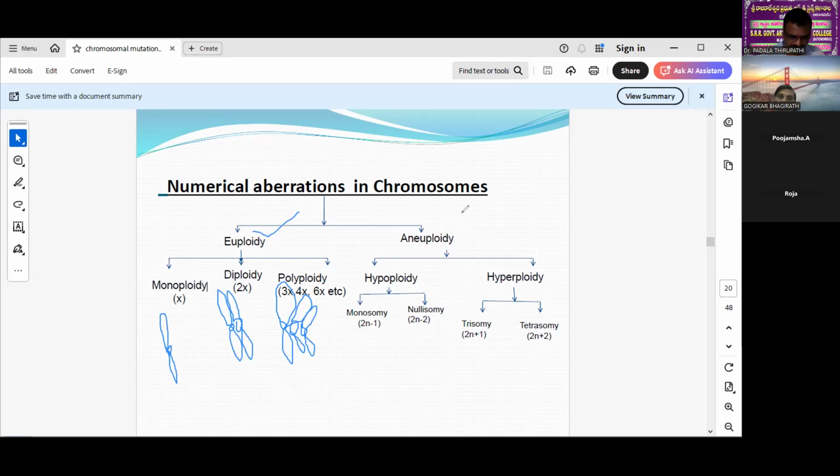But in the aneuploidy, you are getting the basic set as 2n or 2x. In this set, either 1 or 2 chromosomes or 3 chromosomes are sometimes missing. So such type of numerical changes are conferred as aneuploidy.